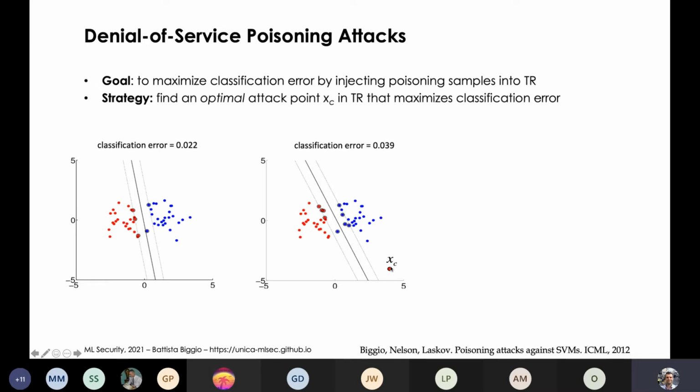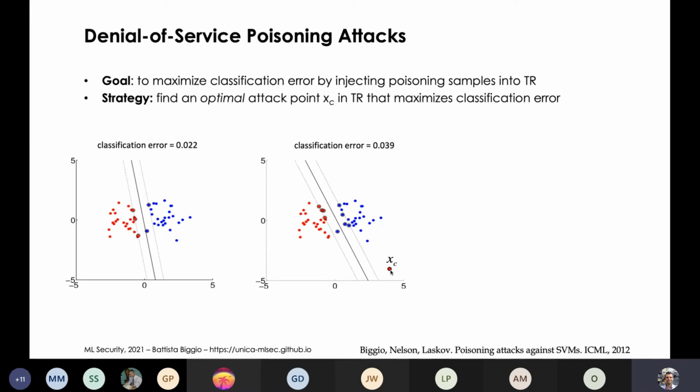For instance, if I add a red point over here, then you see that the boundary tilts a little bit in this direction to reduce the loss of this point, but this increases the error on clean data by roughly 2%. So here the error is now almost 4%. This is just an example of what happens if, as an attacker, I add a point in this location.